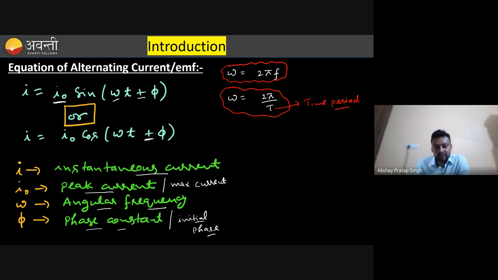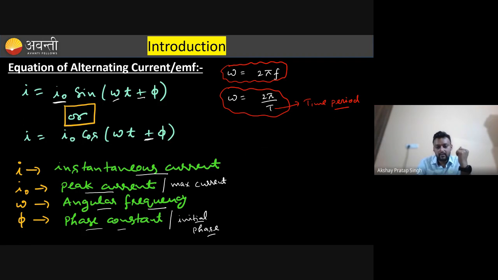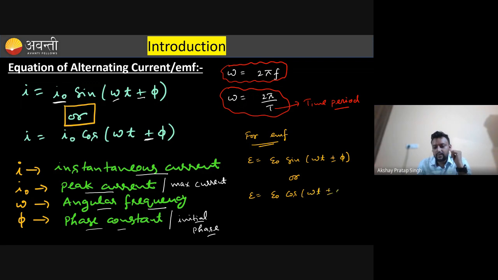After knowing all these relations, should I move further to the next part of this chapter? This is just the introduction. The same equations can be written for EMF as well. For EMF, you can write the same equations: E equals E naught sine omega t plus or minus phi, or E equals E naught cos omega t plus or minus phi.